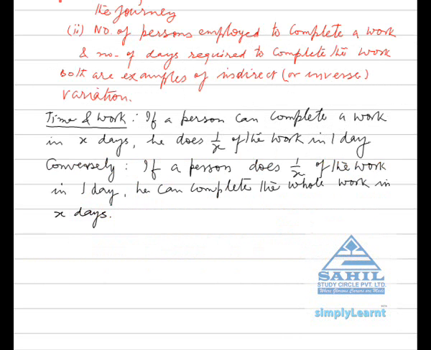Time and work. If a person can complete a work in x days, he does 1 by x of the work in 1 day. Conversely, if a person does 1 by x of the work in 1 day, he can complete the whole work in x days.